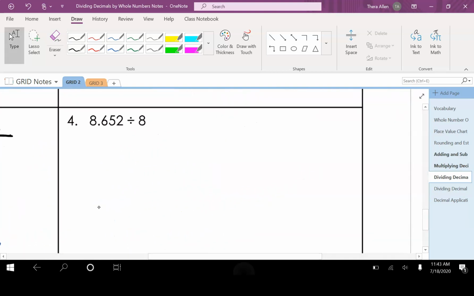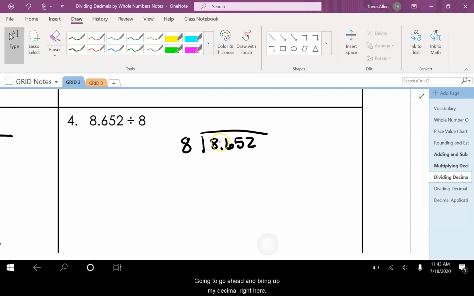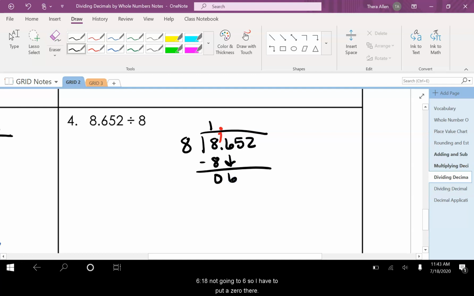Last problem. We have 8 and 652 thousandths divided by 8. Going to go ahead and bring up my decimal right here. 8 can go into 8 one time. I can go ahead and subtract that through and bring down my 6. 8 cannot go into 6, so I have to put a 0 there. Okay, I can't just go ahead and skip it. Now I can go ahead and bring down my 5. How many times would 8 go into 65? 8 goes into 65 8 times.